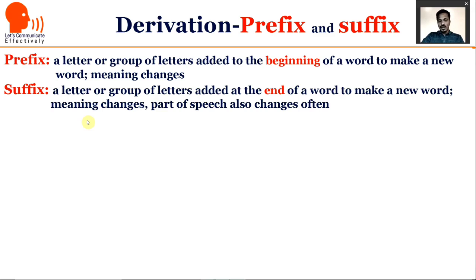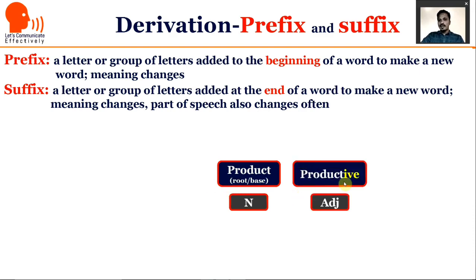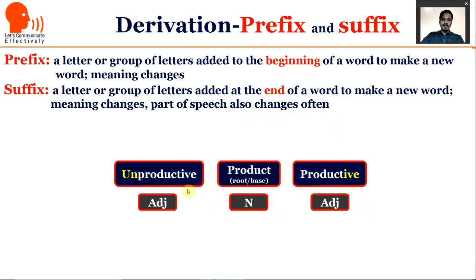How will you check the authenticity of that word? You have to go to the dictionary and find out whether that word has its origin in the dictionary. Let me give you one example. The product is now the root or base word. It is a noun. I add the suffix ive, so it becomes productive, and it becomes an adjective now. So with the suffix, the part of speech changed. Then I add un as a prefix before the word productive, so that becomes unproductive.